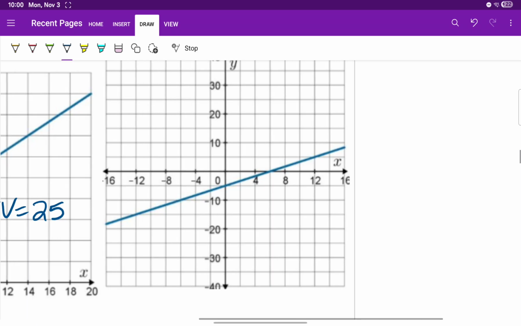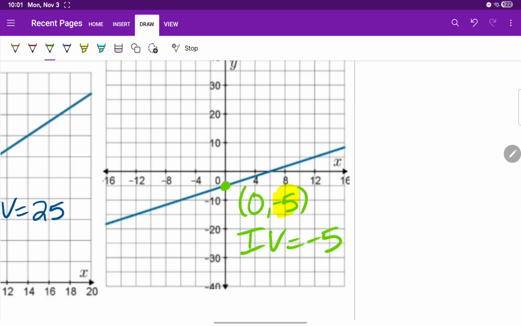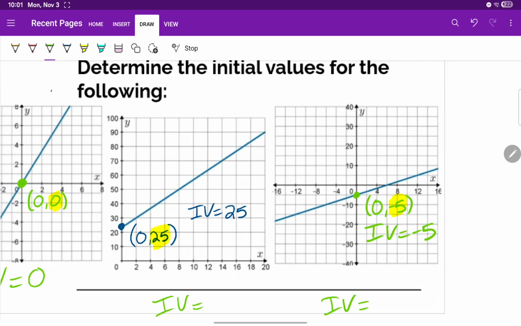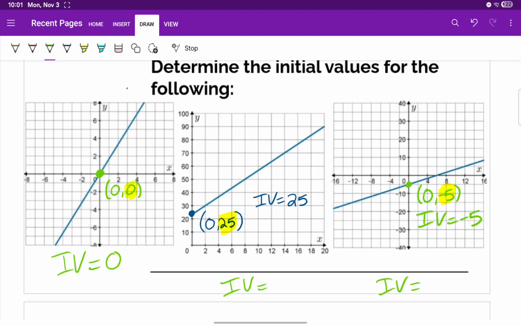Moving over to my third one, again, we look at where my graph crosses the y-axis, which is right here. If I were to write that coordinate, it would be (0, -5). We only care about the y piece there. So my initial value, or my IV here, is -5. Okay, I'm at 7.5 minutes. We're doing pretty good. Again, if you want to take a look at those, we got 25 and we got -5 there. Okay, let's scroll down.